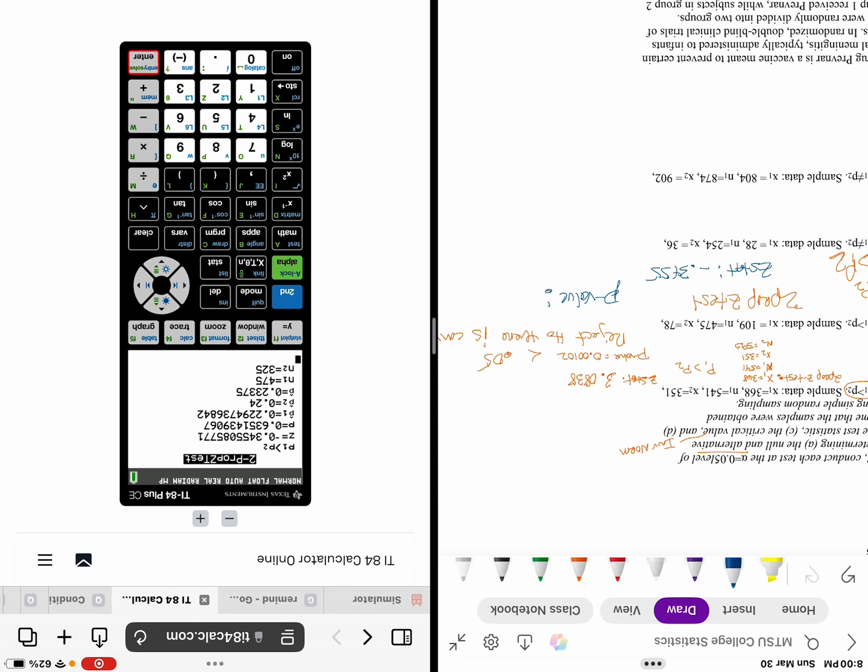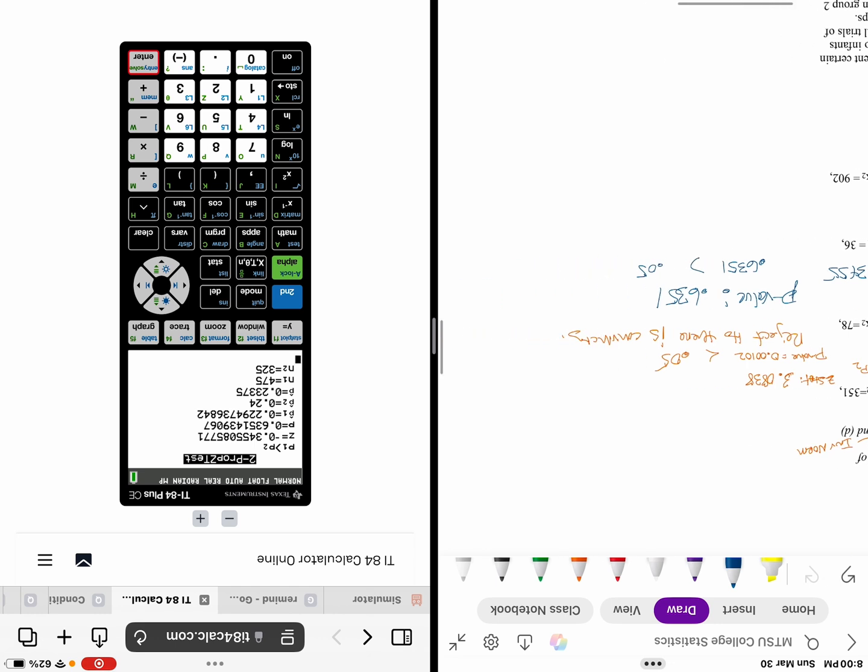My p-value is 0.6351, and as we look at comparing 0.6351 to 0.05, that is actually greater than. So in this case, we fail to reject the null hypothesis. There is not convincing evidence. There is not evidence to support the claim in the alternative hypothesis that P1 is greater than P2.